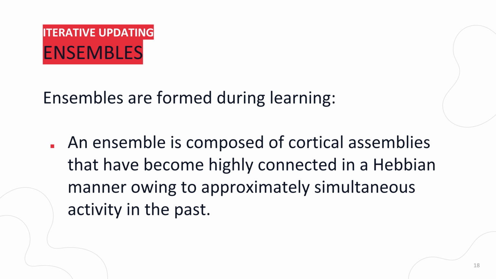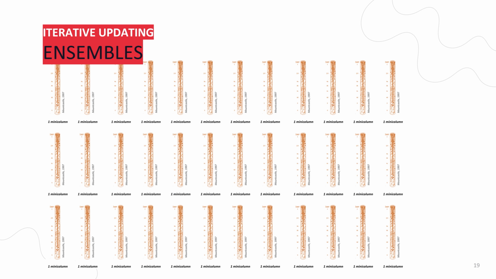An ensemble is composed of cortical assemblies that have become highly connected in a Hebbian manner owing to approximately simultaneous activity in the past. The higher order representation they code for is distributed across this group of bonded neurons. It's unlikely that individual cells or even cell assemblies represent consciously perceptible constructs, but we'll refer to a coalition of assemblies that acts as an engram for a whole consciously perceptible construct as an ensemble. Here you see an ensemble depicted as a field of columns.